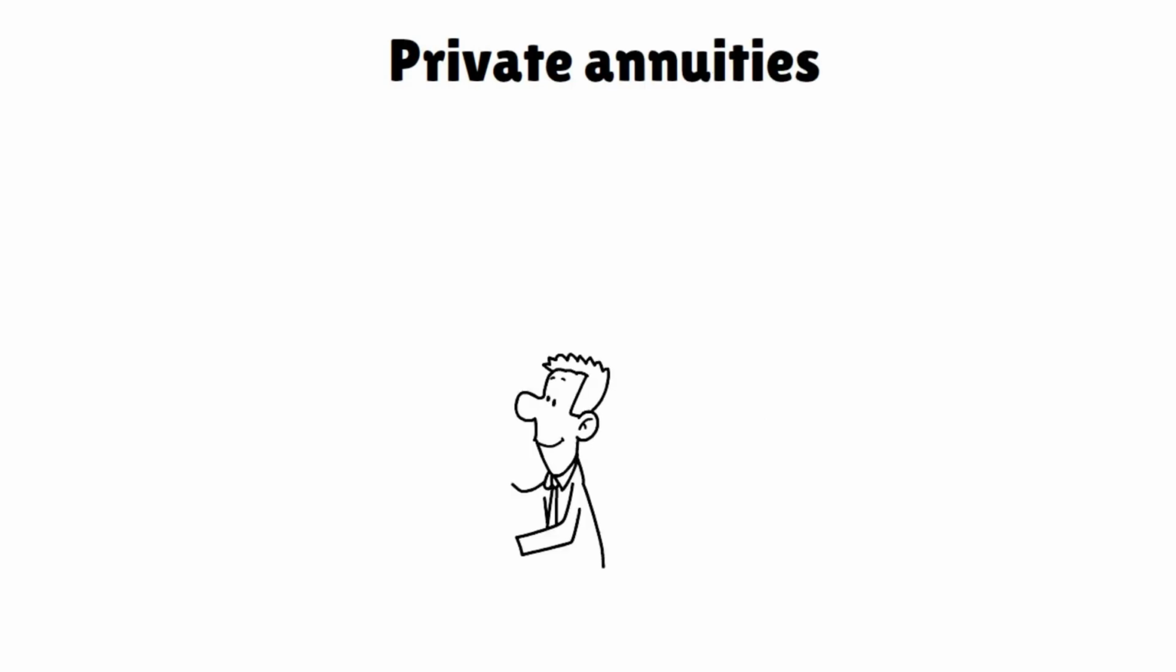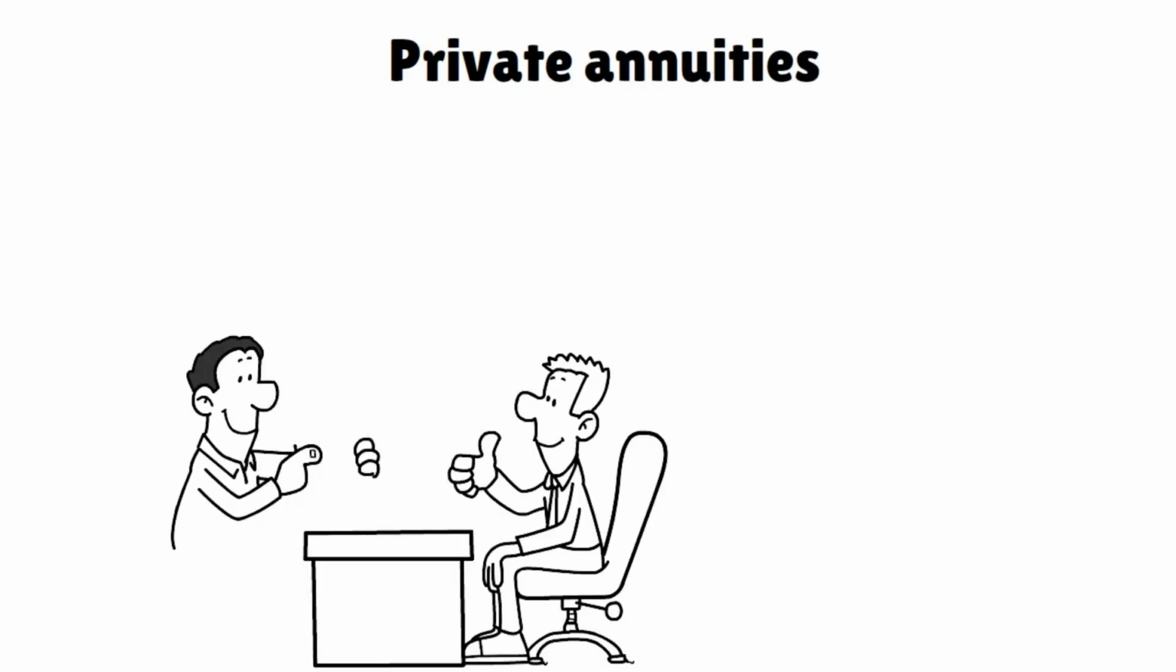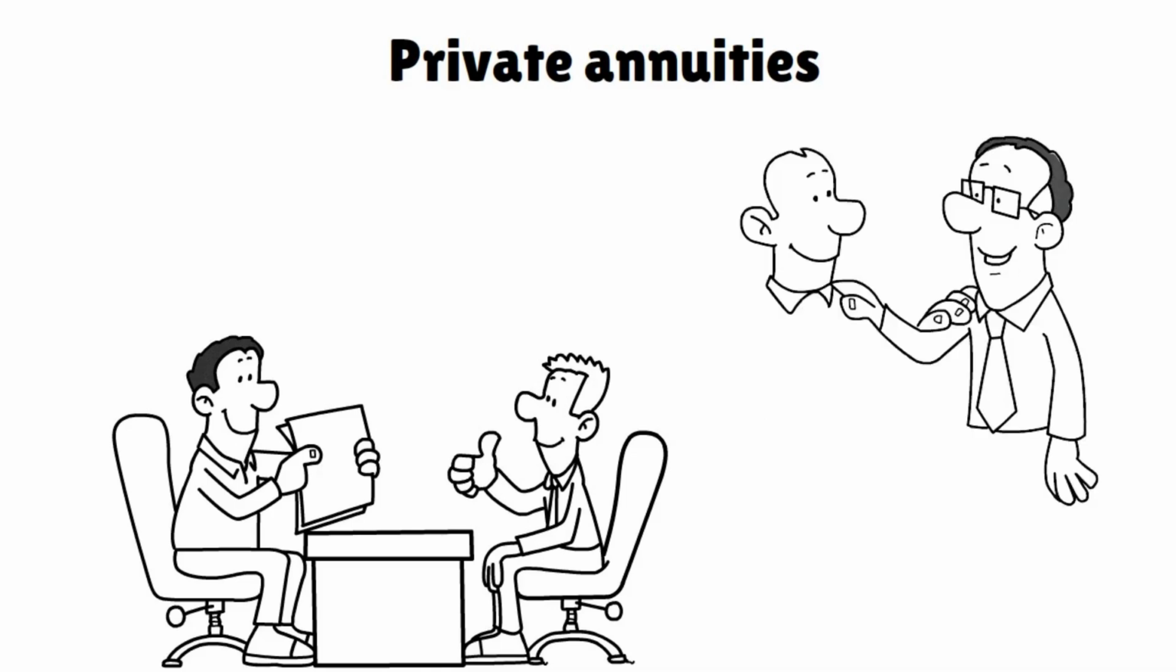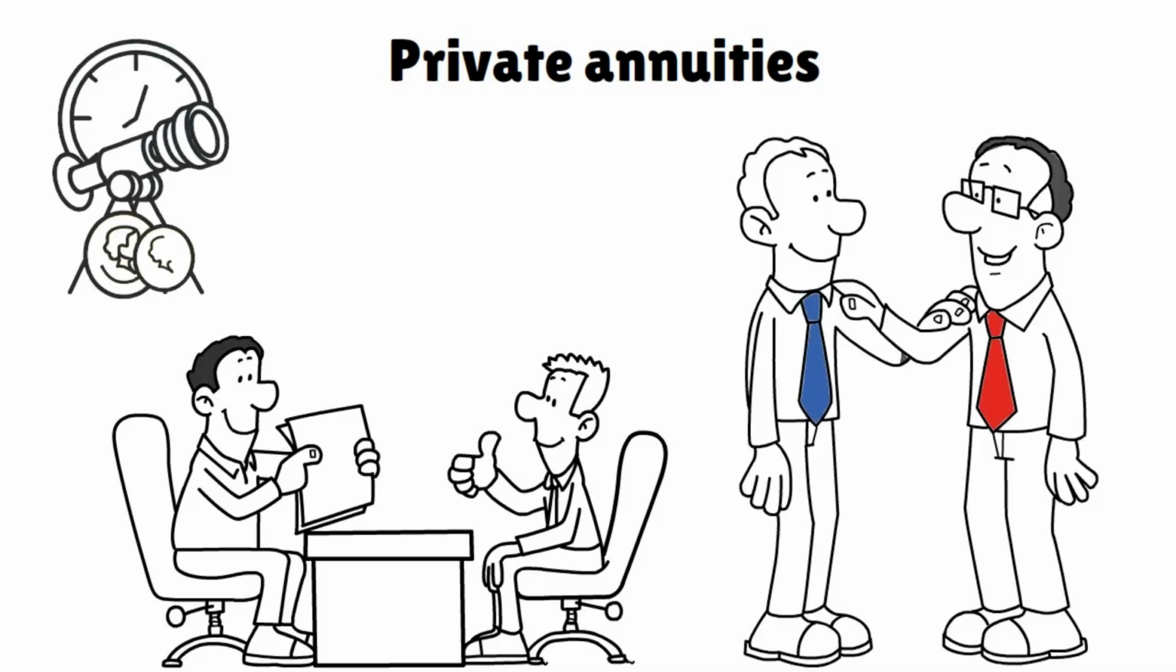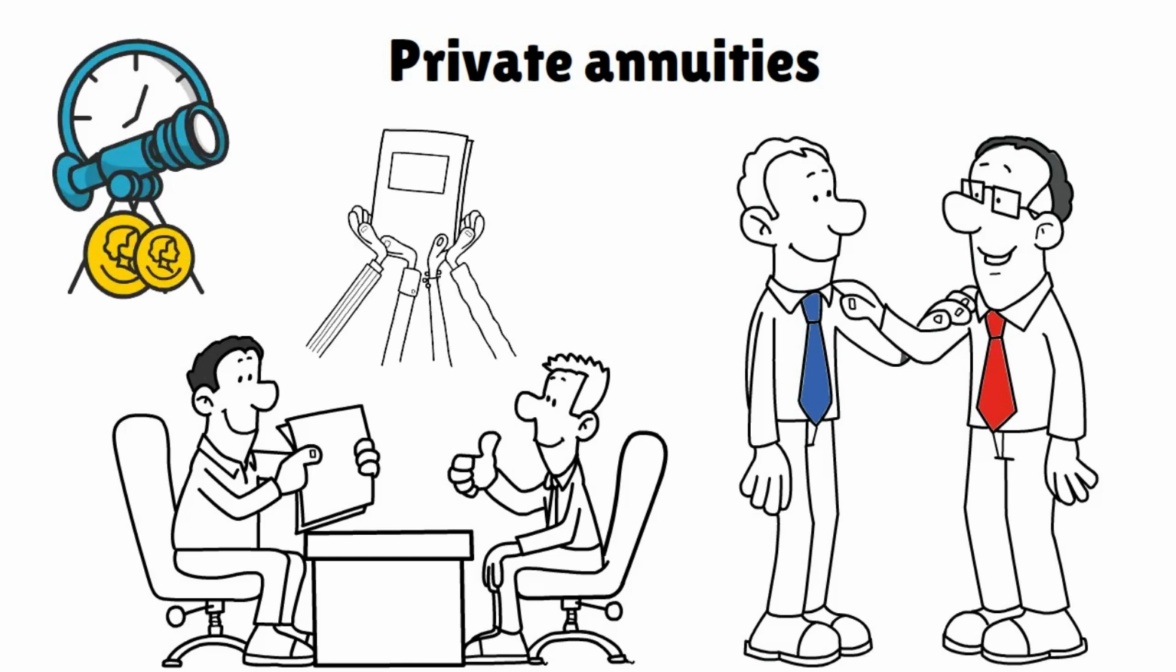Private annuities. Private annuities are financial arrangements where an individual transfers assets to another party, often a family member or trust, in exchange for periodic payments for a specified period or for life. This can be used as a tax planning tool for estate and wealth transfer purposes.